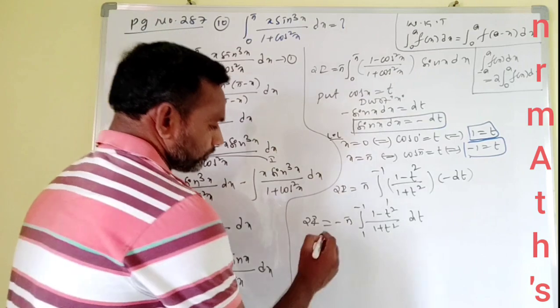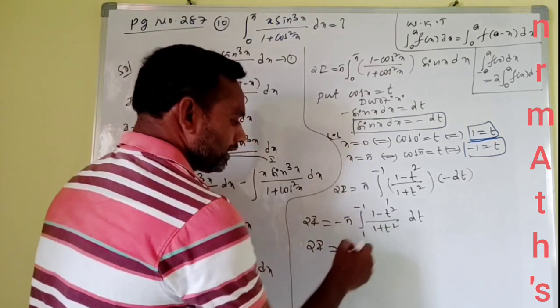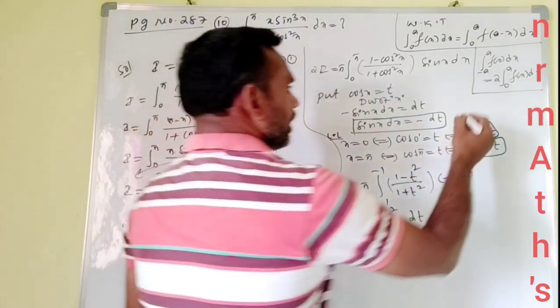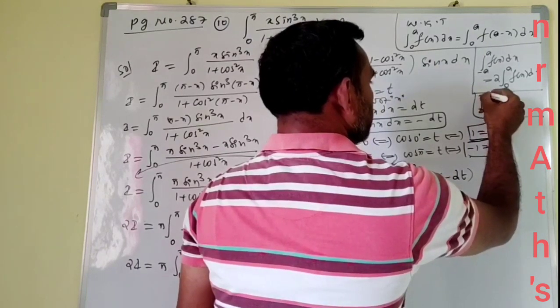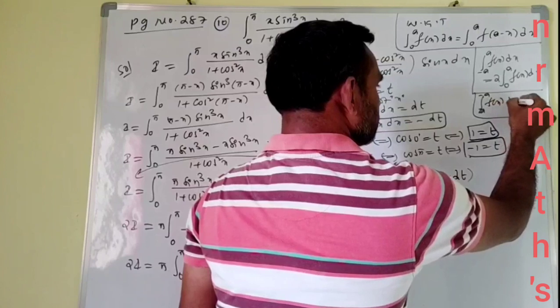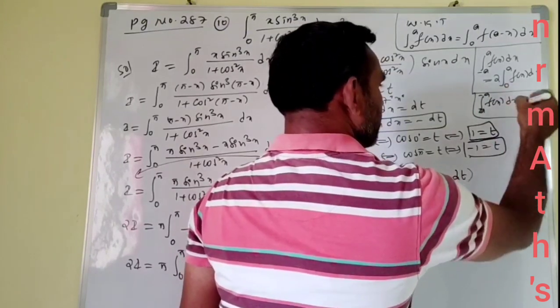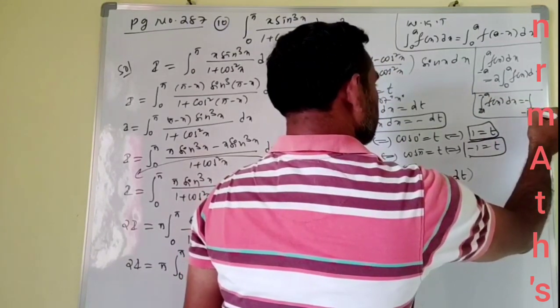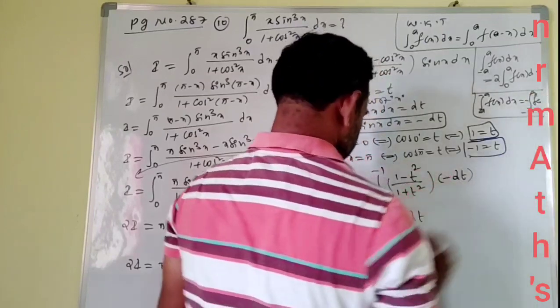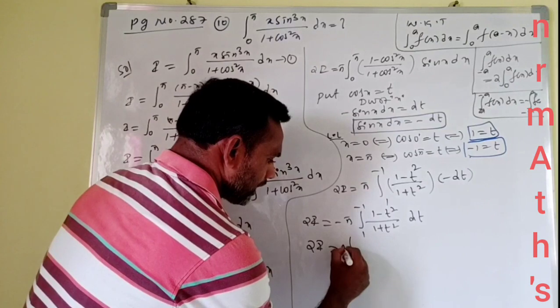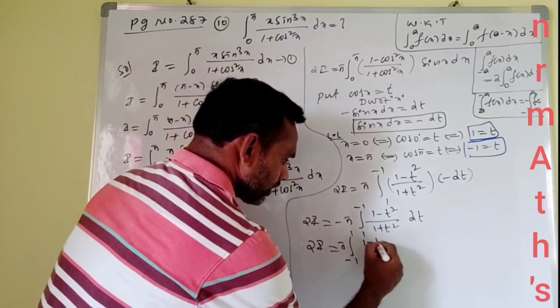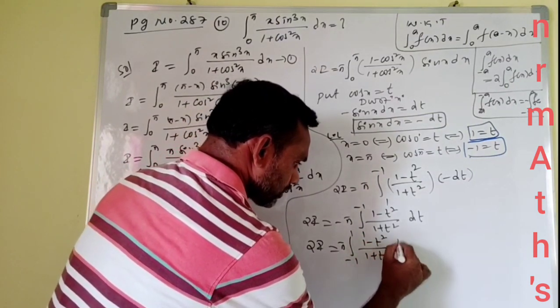Now write it. Another formula we know: the integral from a to minus a of f of x dx, here the minus sign makes upper limit and lower limit swap, so it becomes the integral from minus a to plus a of f of x. Similarly here, writing the minus makes it positive, so automatically the integral from minus 1 to plus 1 of 1 minus t square by 1 plus t square dt.